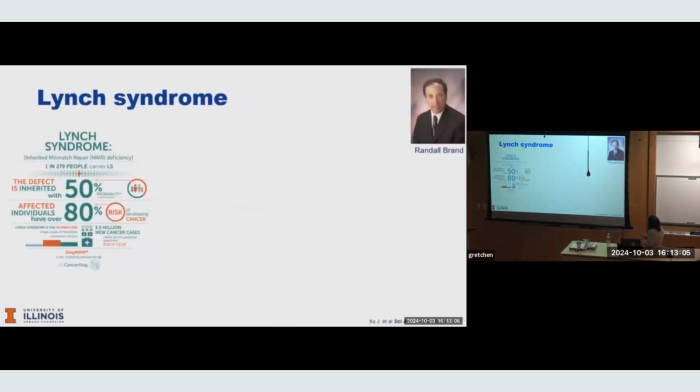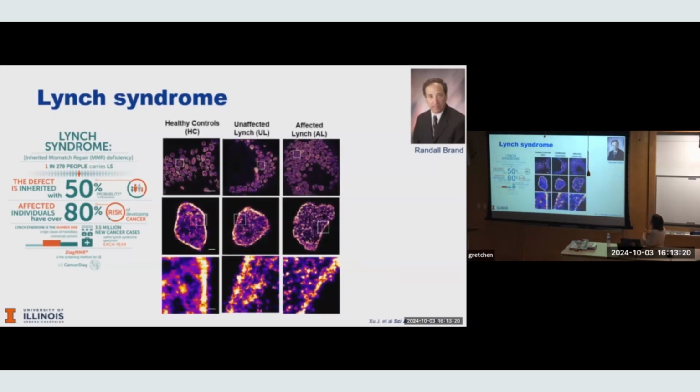Another example is looking at patients with Lynch syndrome. These are basically patients with germline mutations. Their DNA cannot repair. As a result, they have a higher risk for developing colon cancer. All of the patient tissue we looked at is normal. The affected Lynch group are the patients that previously developed cancer, with the tumor removed. By the time we look at their tissue, these are all normal.